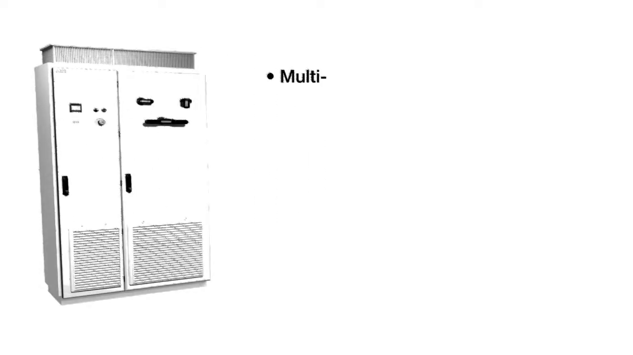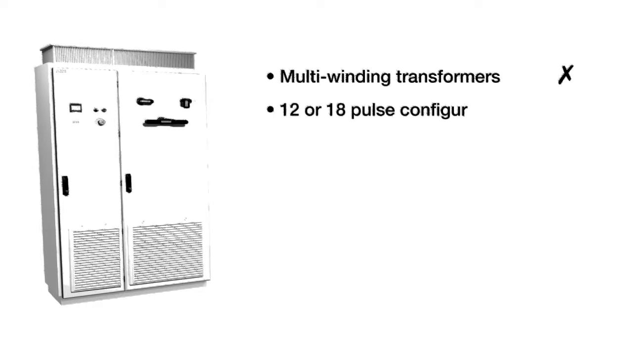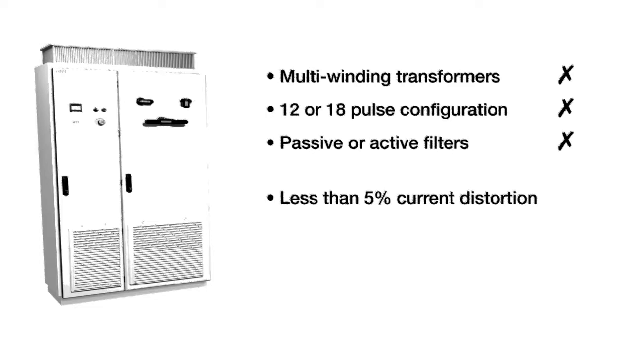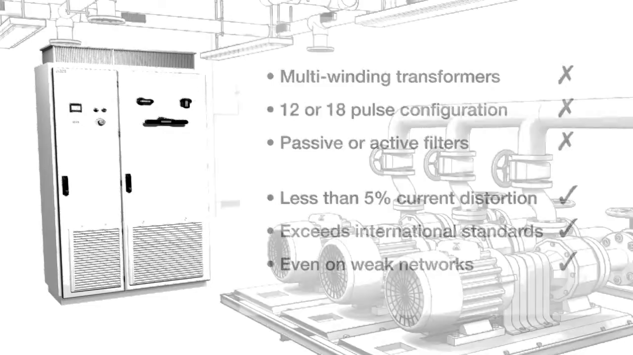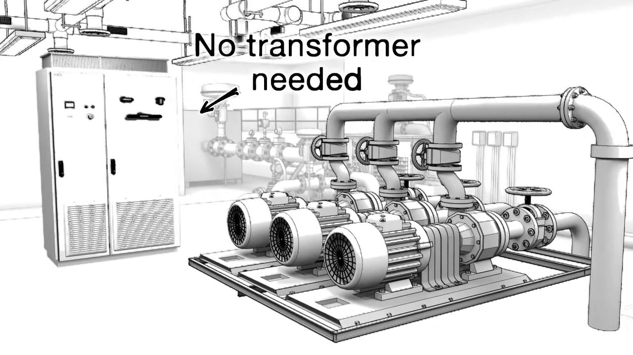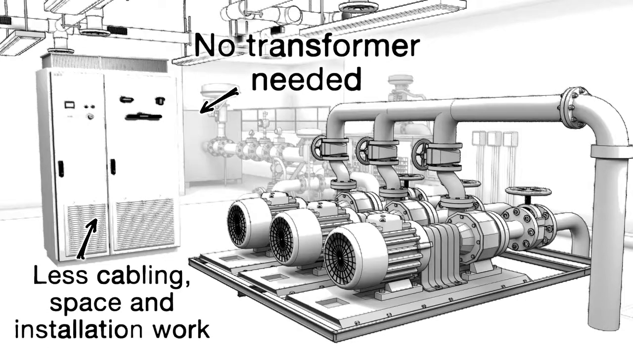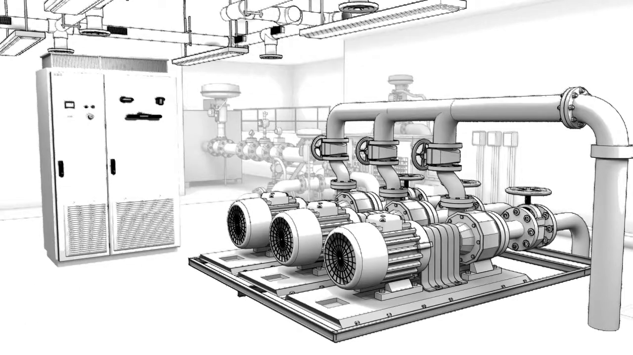A typical solution can be a low harmonic drive. This drive has no need for complex multi-winding transformers with 12 or 18-pulse drive configurations traditionally needed to control harmonics. Passive or active external filtering devices are avoided, making the solution compact and simple. And with a total current distortion of less than 5%, it exceeds the requirements set by international standards, even in the weakest of networks. As opposed to multi-pulse solutions, the drive needs no transformer, so there's less cabling, floor space, and installation work on site.